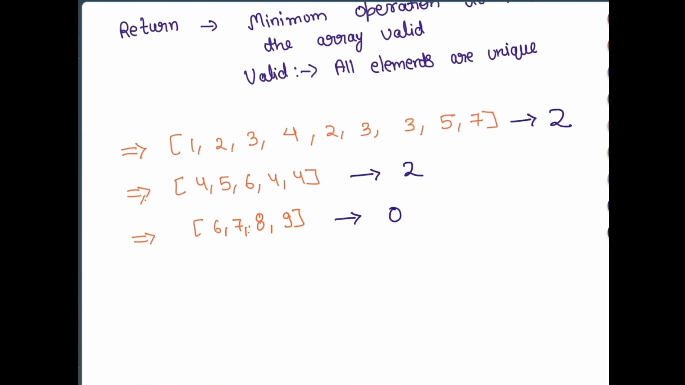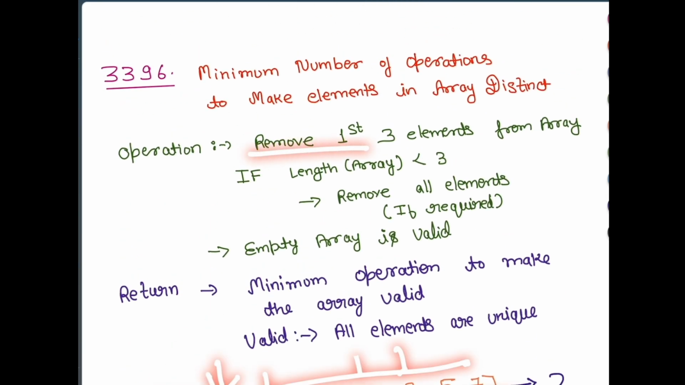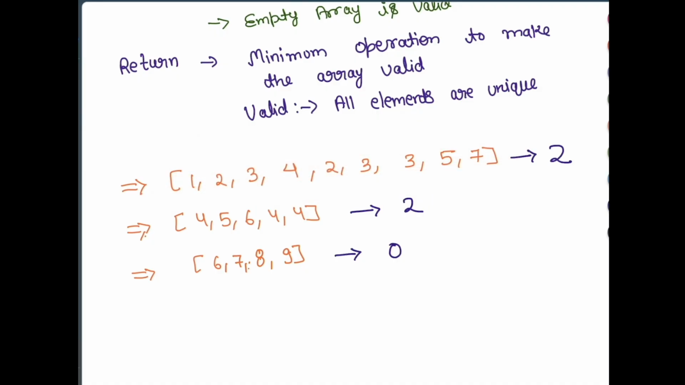So if we try this on this particular input, remove the first 3 elements, then this is our array, right? 4, 2, 3, 3, 5, 7, and still we have a duplicate element, so this array is still not valid. So we again remove the next 3 elements. Since we have removed these 3 elements, this is our array, and the operation says that you need to perform the operation on the first 3 elements of the array. So this time you will remove these 3 elements.